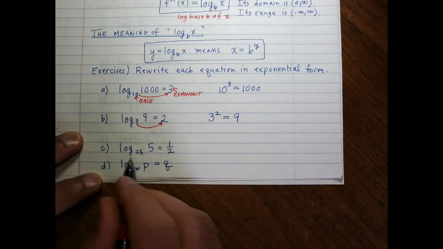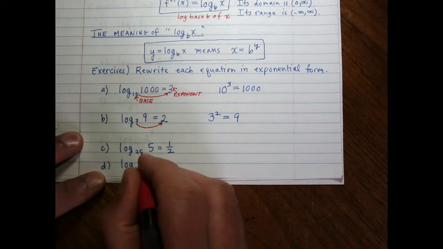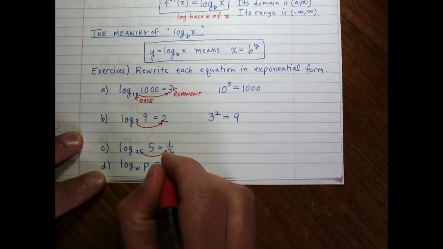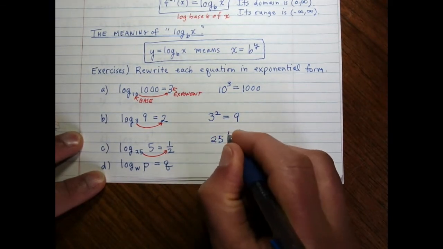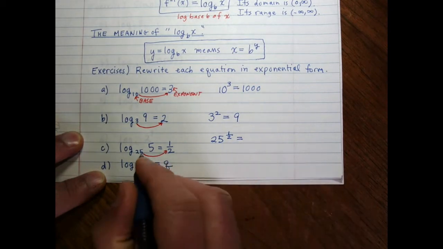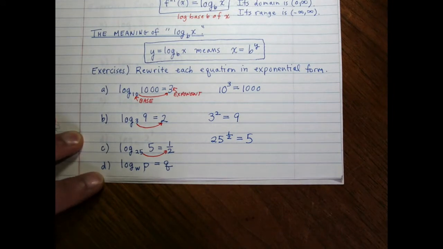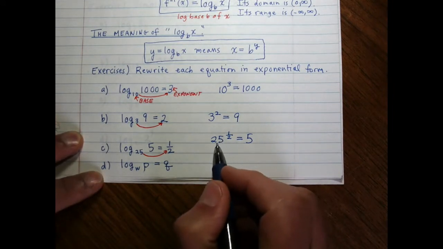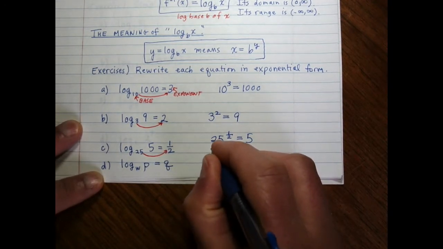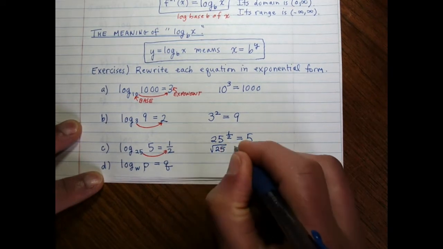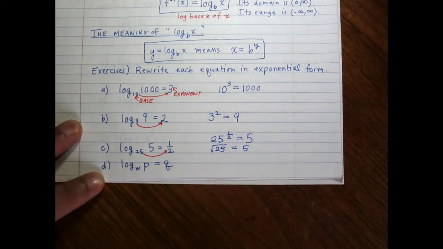Part C, log base 25 of 5 equals 1/2. So I would take the base 25 to the 1/2 power, 25 to the 1/2 power should equal the number inside, which is 5. Now this one might not be obvious right away unless you think about the meaning of the 1/2 exponent. 1/2 exponent means take the square root, take the positive square root of 25, that's equal to 5. Oh, I got it, of course, that makes sense, right?